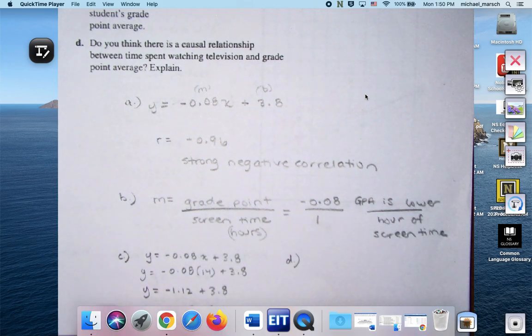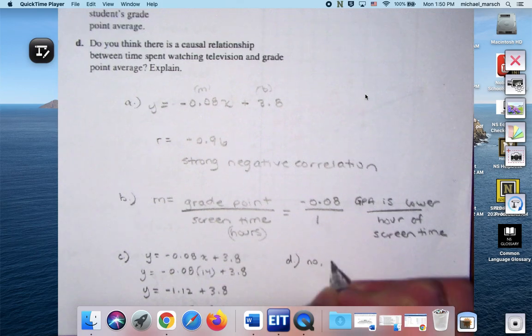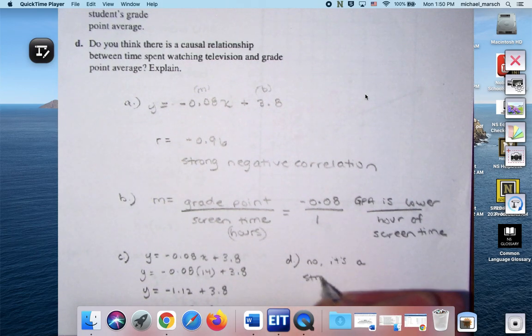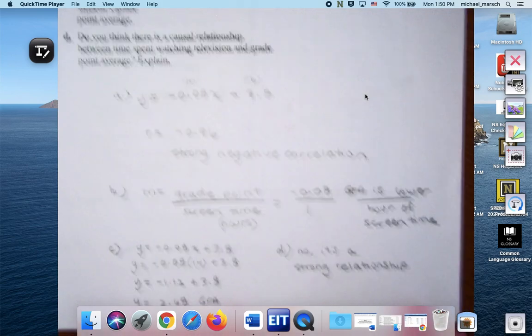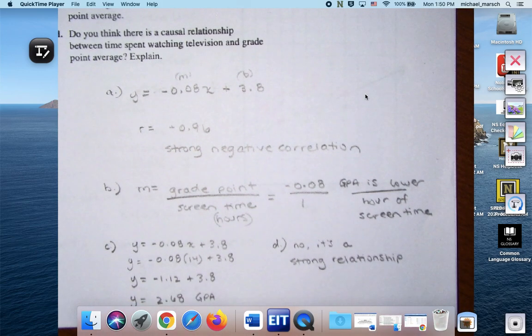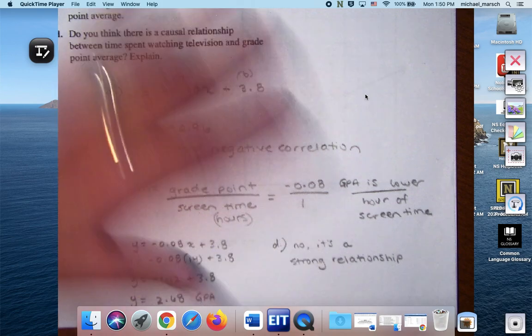Okay, so I would say no. I would say no, it's a strong relationship. I wouldn't say it's causal. I'd say they definitely affect each other, right? According to the data? Yeah, according to the data. Yeah, absolutely. Well, what if it was like a 0.5?